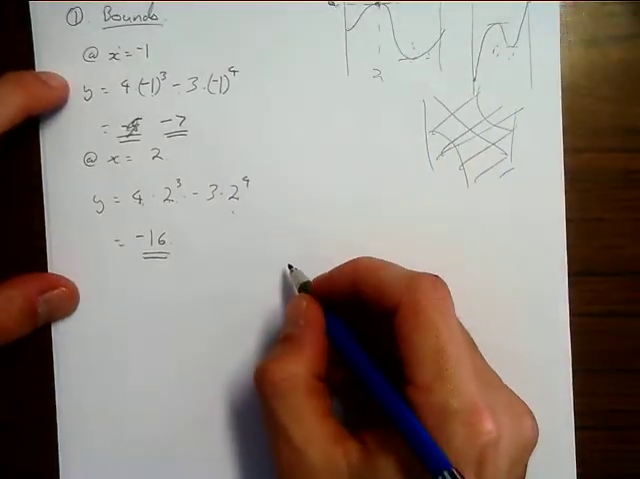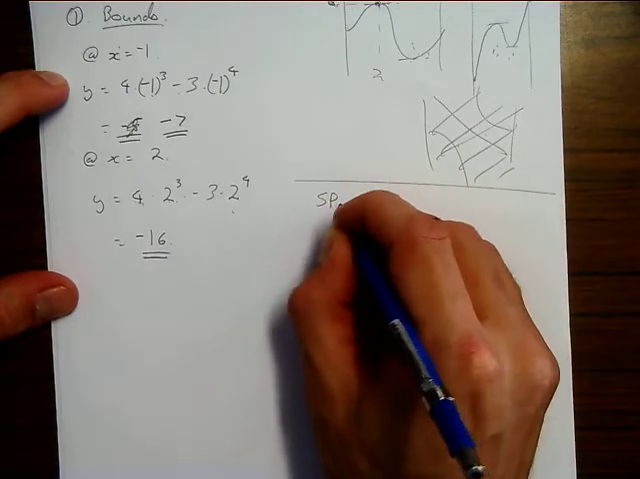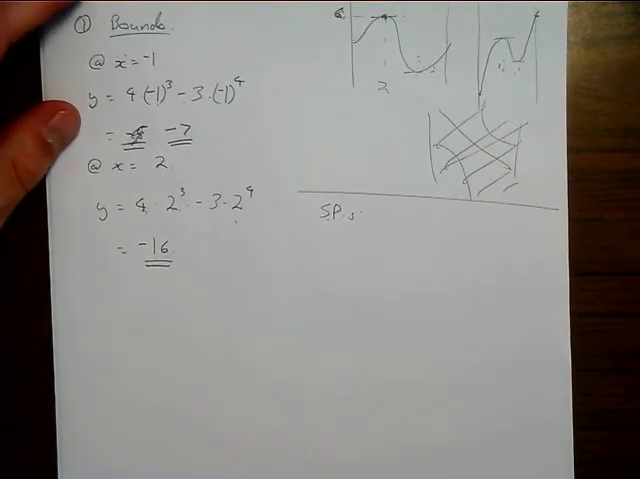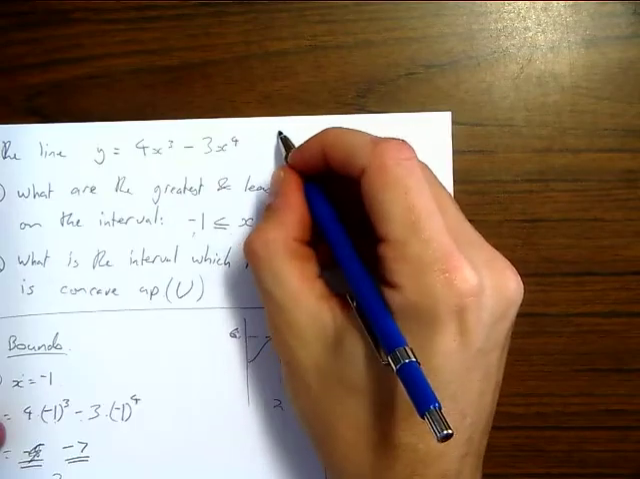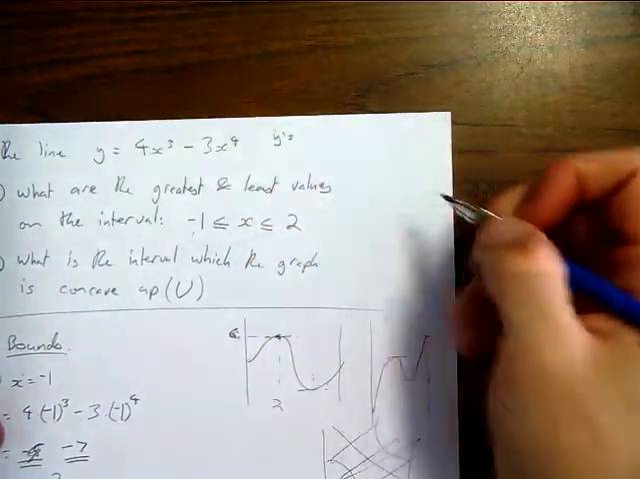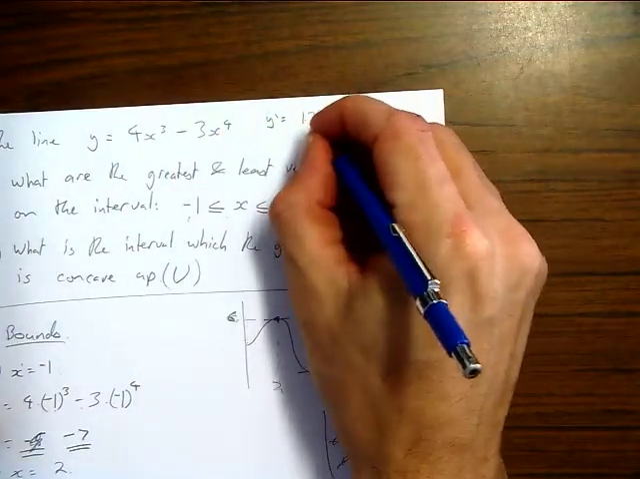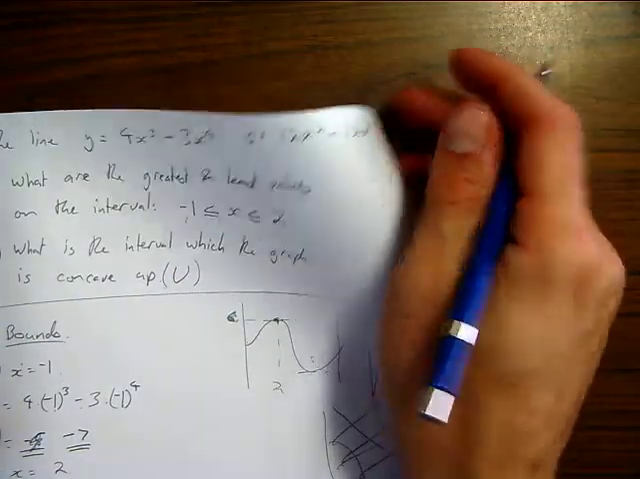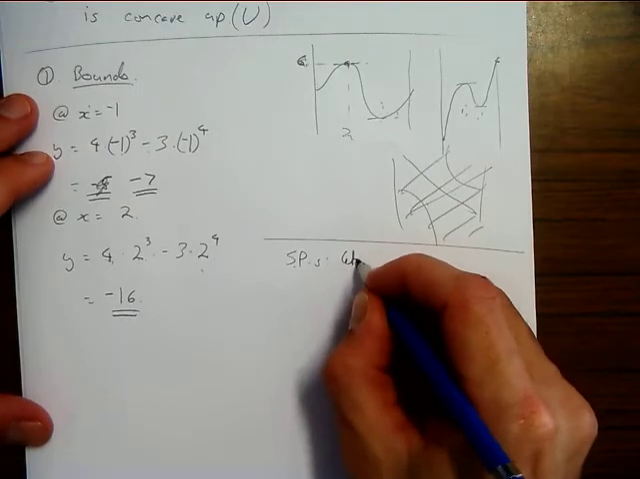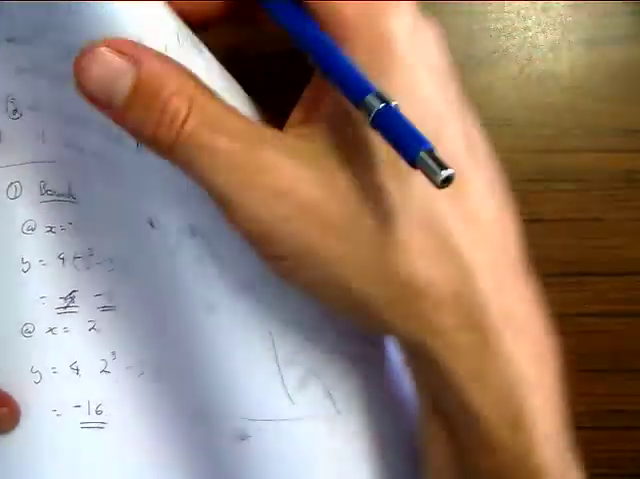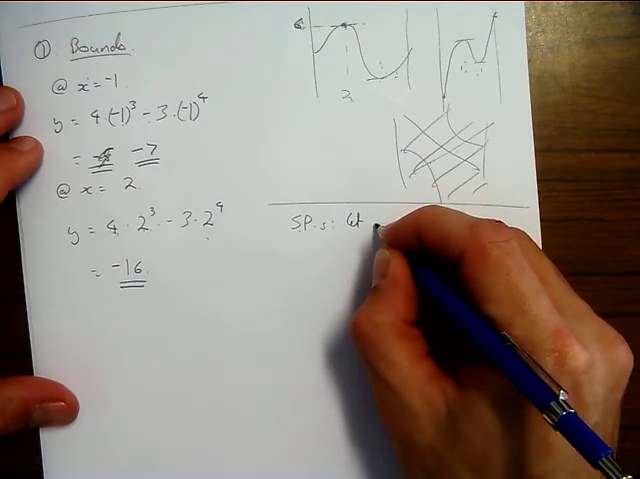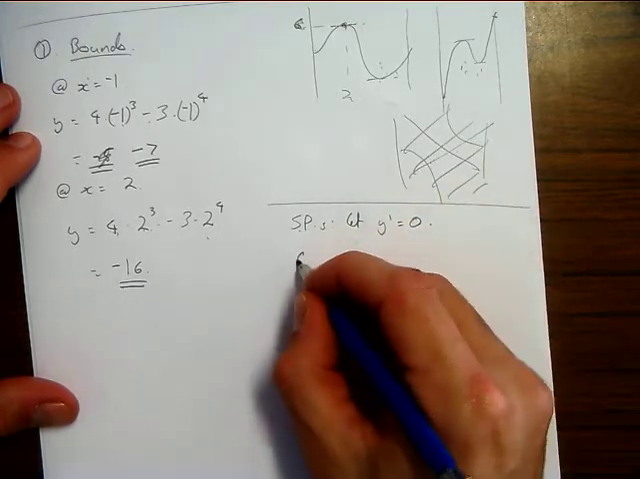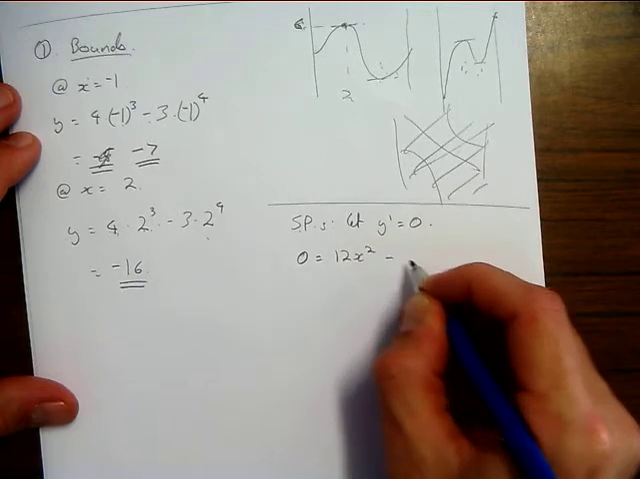So I'll come over here and do that. Stationary points. What do we need to find first? The derivative. So I'm going to come back up here and add the derivative up here because I like to do that straight away when we have a function. So that's going to be 12x squared take 12x cubed. So for our stationary points, we let what? y dash equals 0. So we have 0 is equal to 12x squared take 12x cubed.